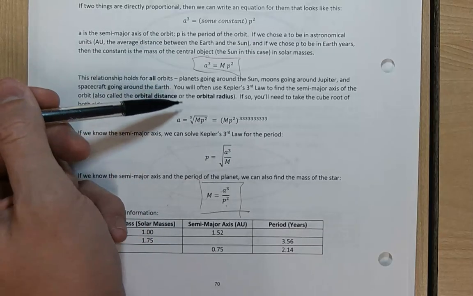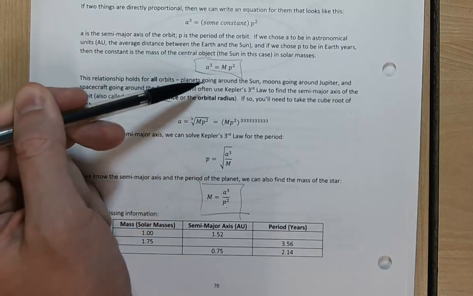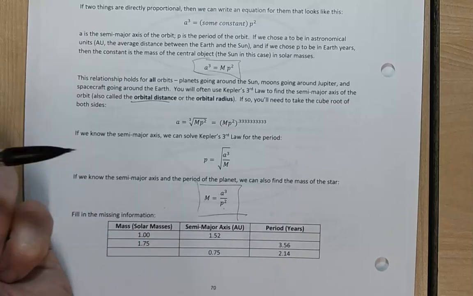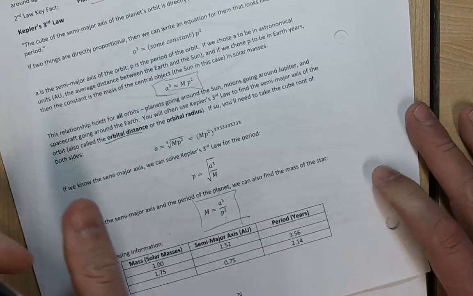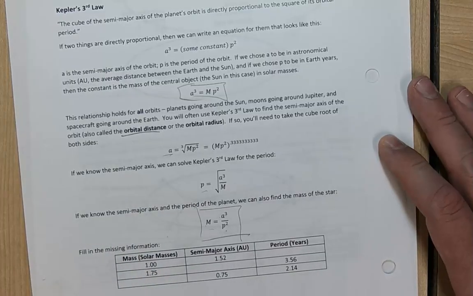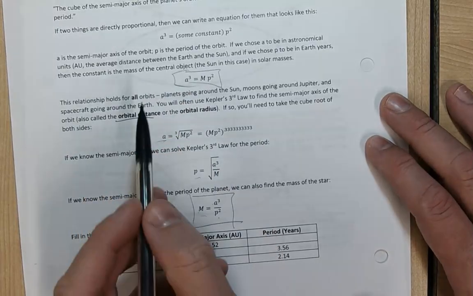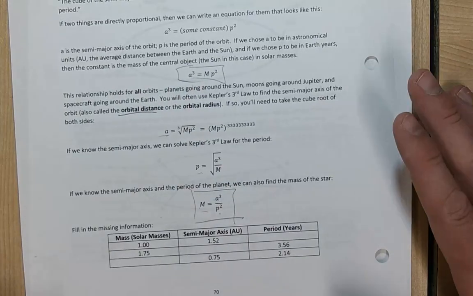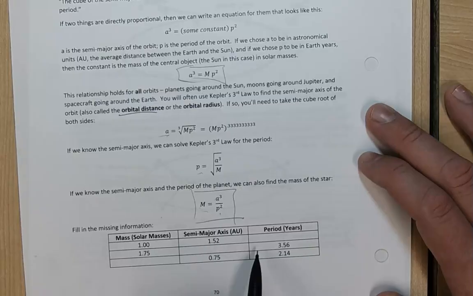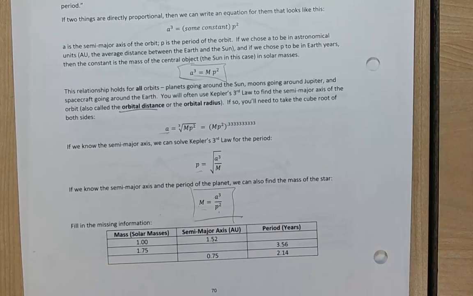But all of these equations are just different versions of the same equation, right? You're just solving the algebra to solve for A, P, or M. This is a three-part formula. If you know any two, you can solve for the third one. So if you know the mass and the orbital radius, you can solve for period. If you know mass and period, you can solve for semi-major axis, etc.